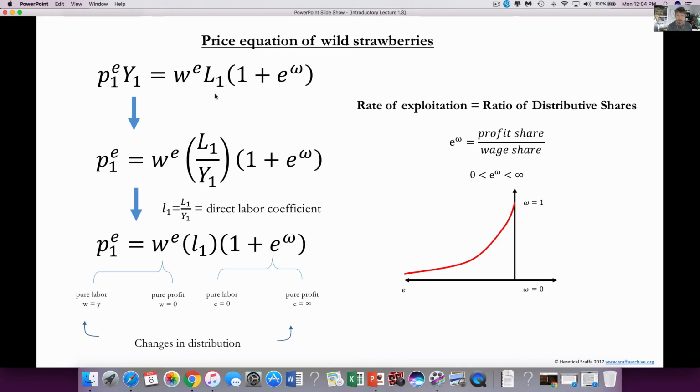This is the wage rate times the quantity of labor necessary for the production of wild strawberries, multiplied by the profit factor. Here the profit factor is expressed as 1 plus the rate of exploitation, or the rate of extraction, or the ratio of distributive shares. If people have a problem with the term exploitation, fine, then just think of it as the ratio of distributive shares, right? The ratio of the wage share over the profit share.